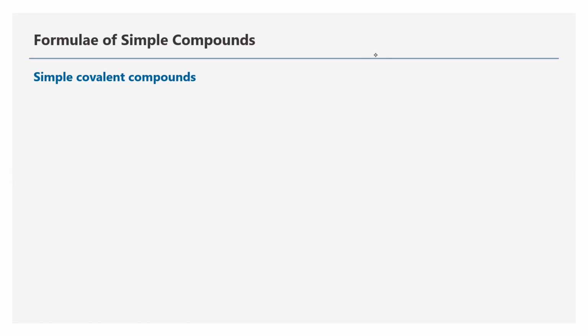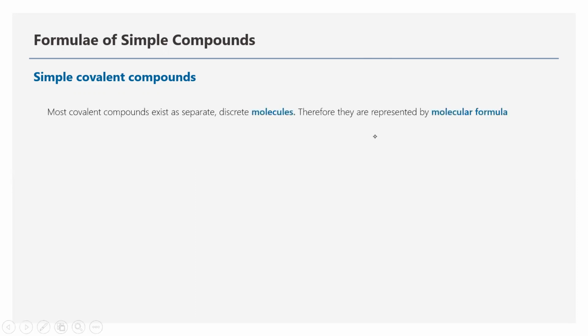When I'm talking about simple covalent compounds, what I am referring to is that most covalent compounds exist as separate discrete molecules. Therefore, they are represented by molecular formula. As you know, we had already seen in our previous lecture that molecular formula indicates the exact number of atoms in a molecule, while empirical formula gives the simplest ratio of atoms in a molecule. All right. So now you know molecular formula.